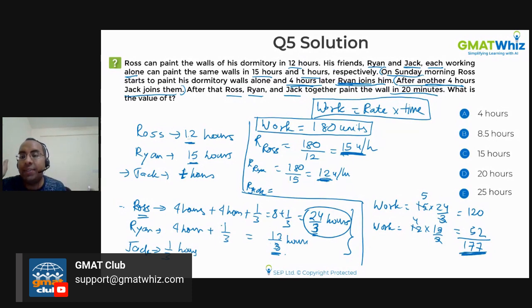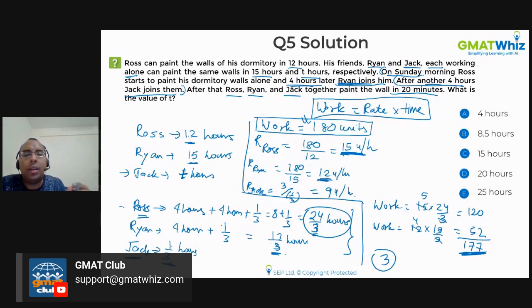They have completed 177 units. The total work is 180 units. So who is doing the remaining work? The remaining work must have been done by Jack. Jack took 1/3 hour. So I can say that the efficiency of Jack is, he's doing the remaining 3 units of work. So the rate is work. He did 3 units. He did it in 1 by 3 hour, which would give you 9 units per hour.